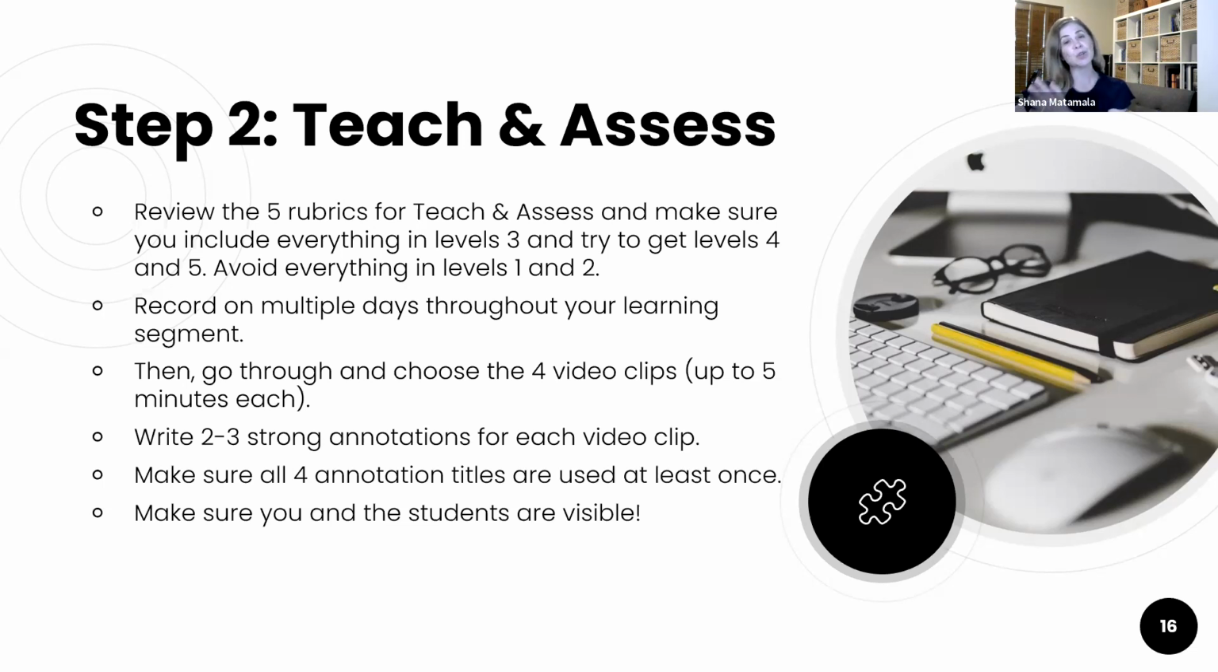And that's going to give you a score of a 4 or a 5. You do want to make sure that you and the students are all visible throughout every single one of the video clips. If you or the students aren't visible, then you can get an automatic score of a 1. There's only one video that you're allowed for you not to show, and that's the educational technology video. And we'll talk more about that in a second.